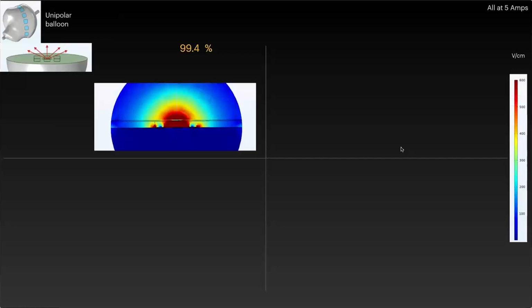Qualitatively, this is how things look. Unipolar balloon, 99.4% coverage of the target. And I'm going to show you little insets here for each of these. The top inset here is the endocardium, so that's this level down here. If I view it superiorly, I want to see if there are any areas of poor coverage at this height. And then the pericardium, near the pericardial space, this is how it looks. And so you see 99.4%, it's probably these little corners over here that are not fully ablated at 5 amps. All these I'm going to show you are at 5 amps.